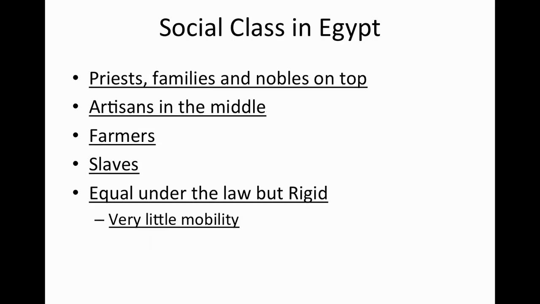Social class system in Egypt was very similar as well. The priests, ruling family members, nobles would be on top, or landowners. The artisans and the farmers would be in the middle, and finally slaves on the bottom. In Egypt, there was very little mobility. You might be equal under the law, but you were not going to be able to obtain a lot of wealth if you were a small farmer or have the same political influence.